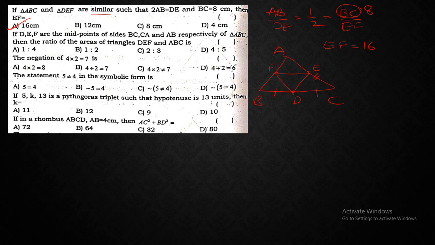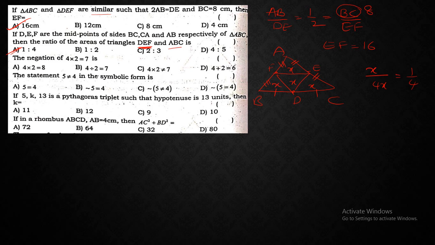And what he has given, so D, E, F are midpoints of this triangle. So clearly what we can say, triangle DEF and triangle ABC both are similar triangles. So from that what we can say, the ratio of areas of triangle DEF. So all these small triangles' areas will be equal. Then area of DEF is nothing but x divided by ABC. So ABC means this total triangle area. So x by 4x is nothing but 1:4.